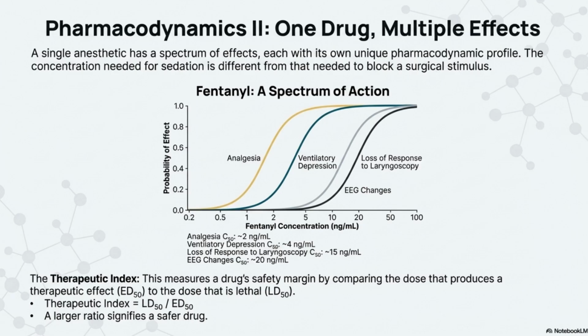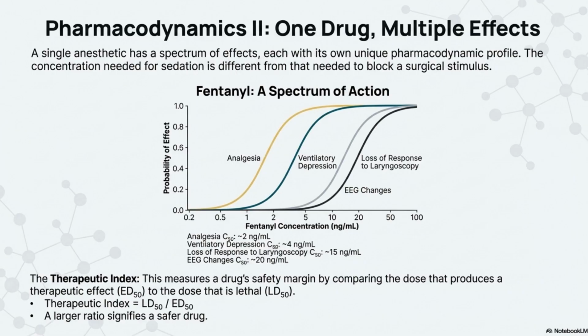A single drug has multiple effects, and each of those effects has its own C50. This is so critical. The source material shows that for fentanyl, the C50 for analgesia is around 2 nanograms per milliliter. Okay, that's our desired effect. But its C50 for ventilatory depression is only slightly higher, around 4. And the C50 for full unresponsiveness to something like laryngoscopy is way up at 15.